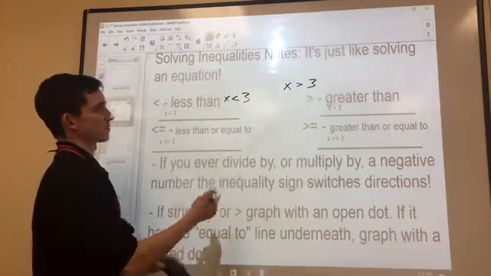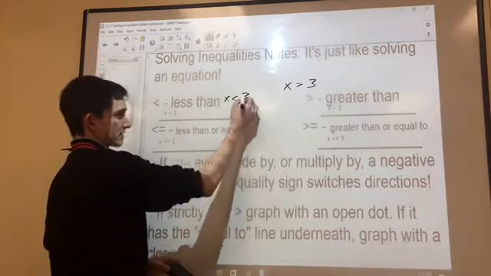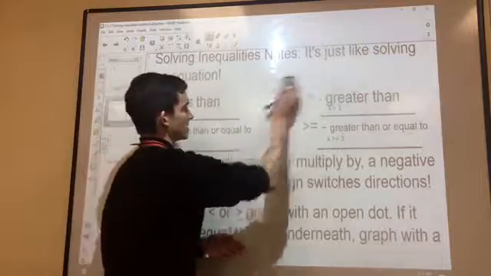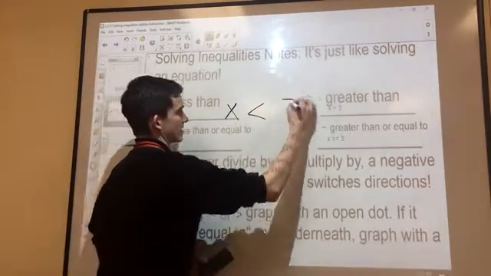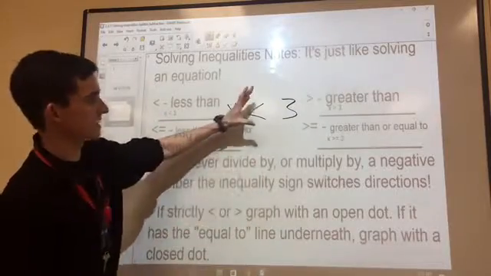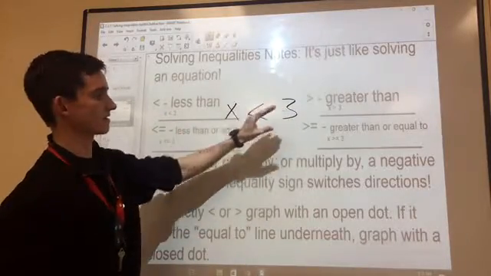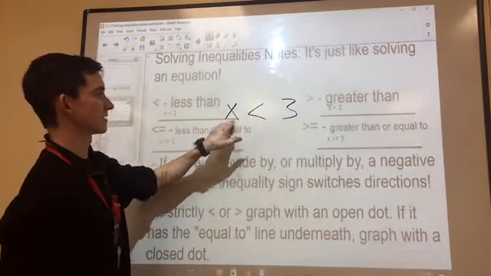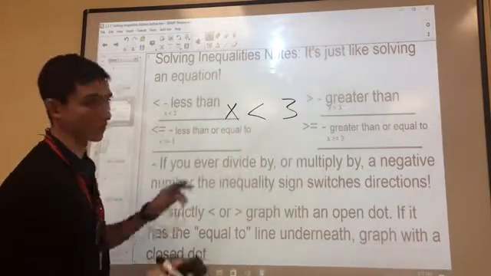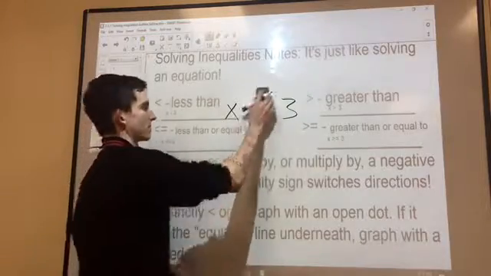So if you struggle with the words less than or greater than and which sign goes with which words, just remember this. When you see an example like this, x is less than 3, the mouth is eating the bigger number. The mouth opens toward the bigger number. So that's saying that 3 is bigger than x, so x has to be smaller, and that's where you get the words less than from.